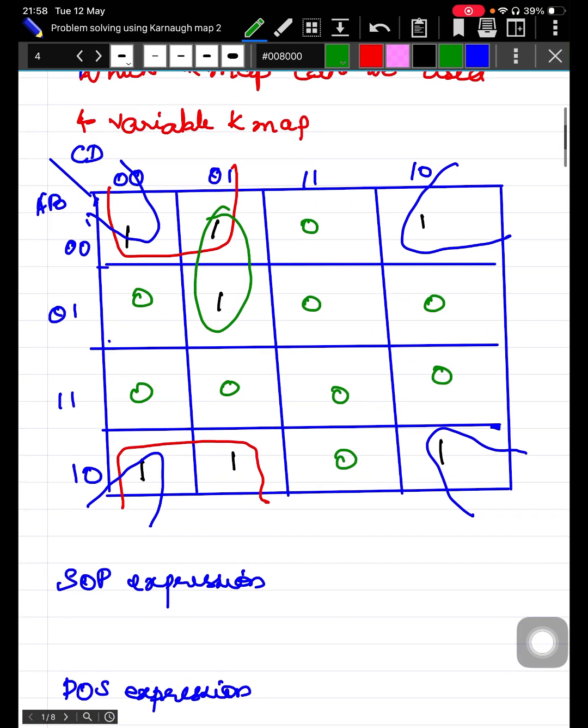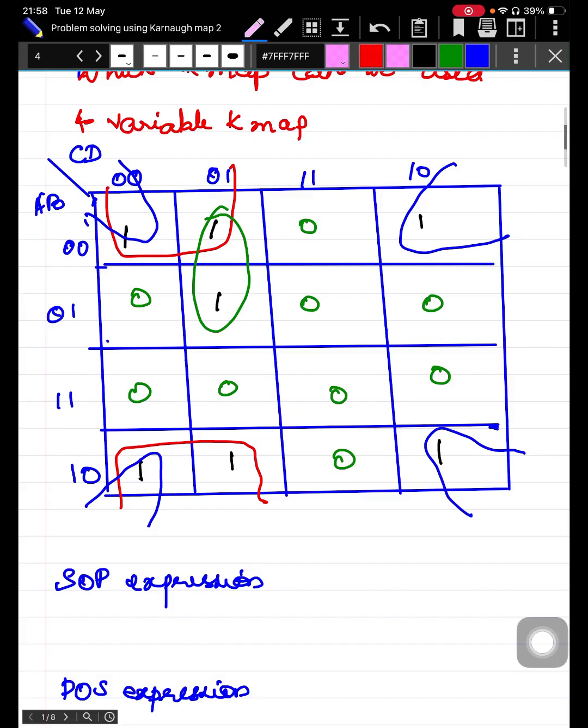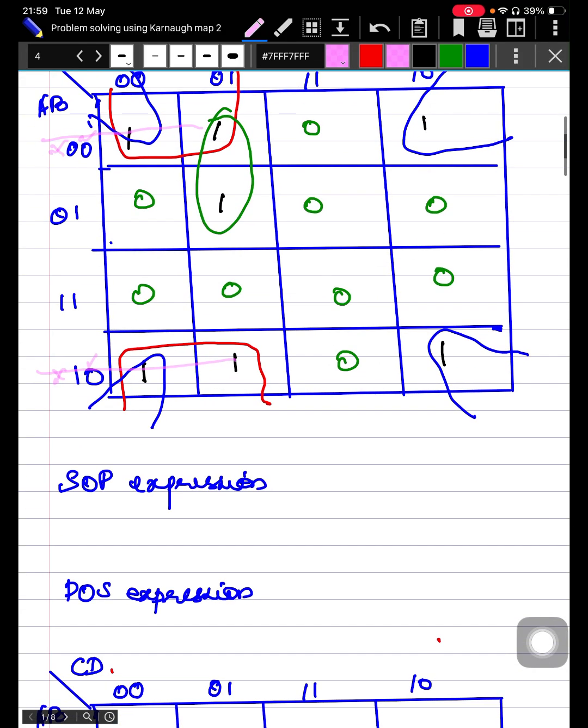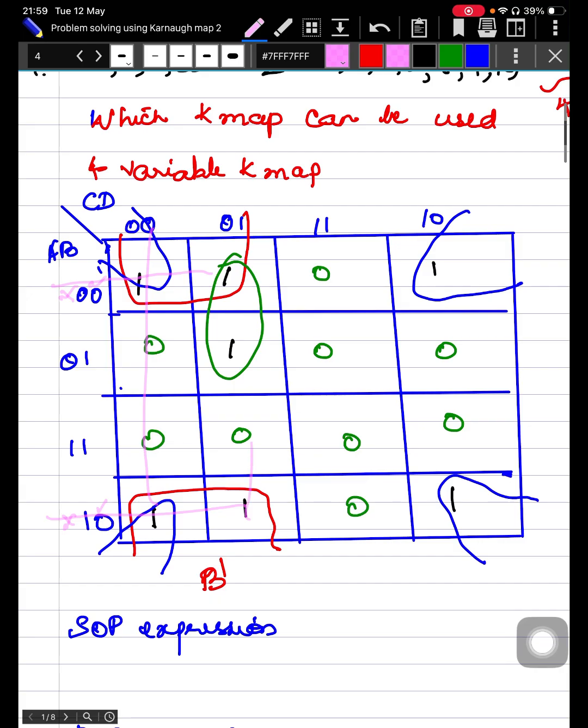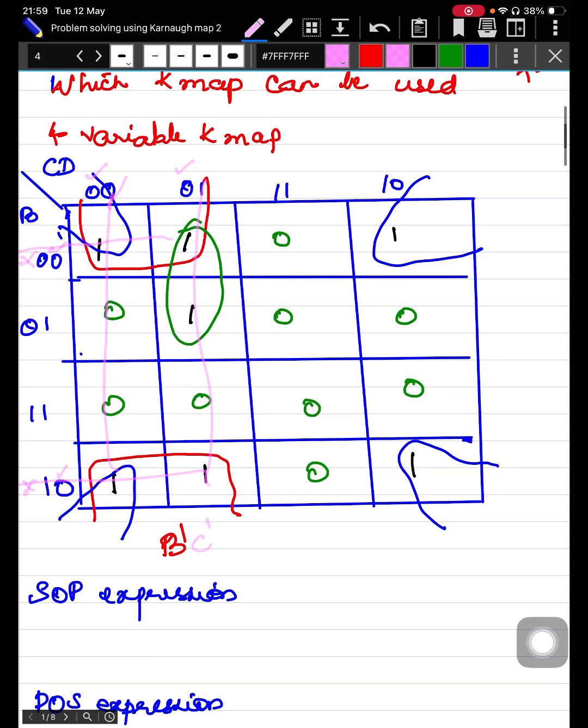Is that clear? When I take the red group, this red group can be projected here in this row and this row, which are the terms that are common. A is 0, A is 1, so A cannot be taken. B is 0, B is 0. So the name of the red group will be B dash. Now I'll project the same thing as the column. In the columns, what are the terms that are similar? C is 0, C is 0. Here C is common. So since C is 0, it is B dash, C dash. And D cannot be taken because it is different.